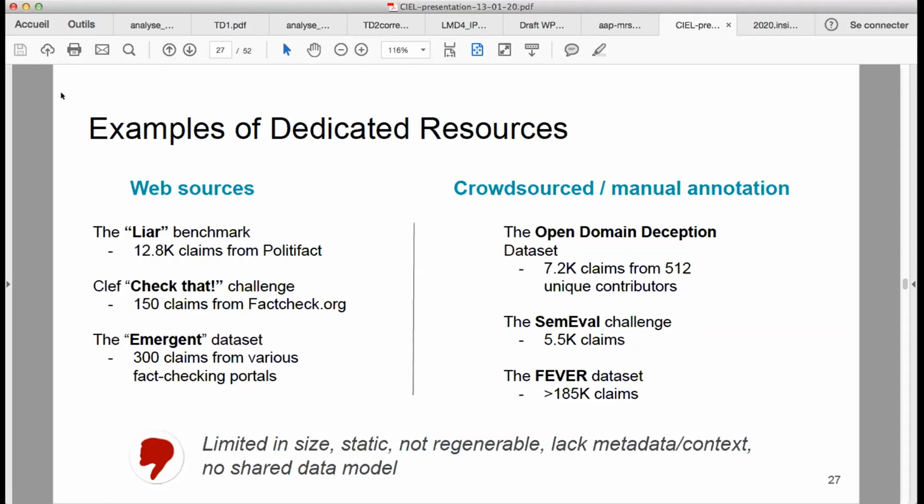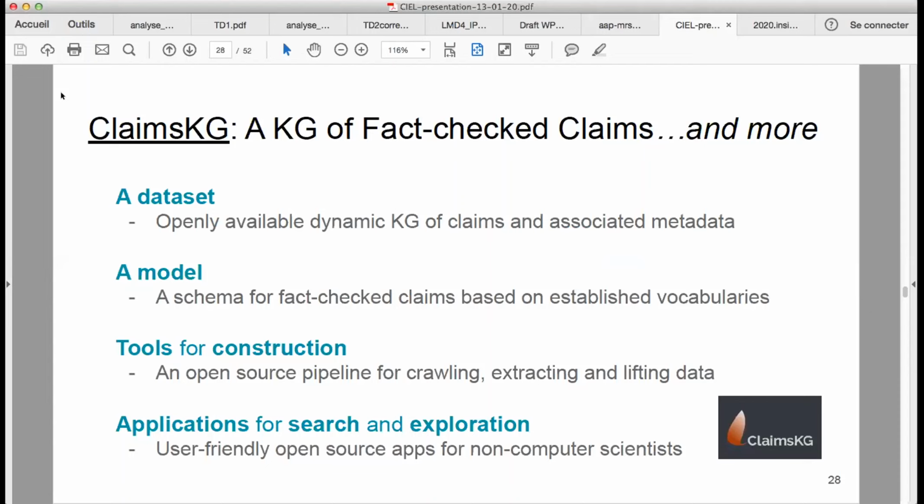What those data sets have in common is that they're often limited in size, they're static and not regenerable. There is a certain lack of metadata and context, and yet again, there is no shared schema that these different data resources obey. So what we present here is ClaimsKG. As I mentioned, this is a knowledge graph of fact-checked claims. Well, in the first place, it is a data set with openly available claims with associated metadata. It's dynamic, meaning that we are maintaining and updating this resource regularly.